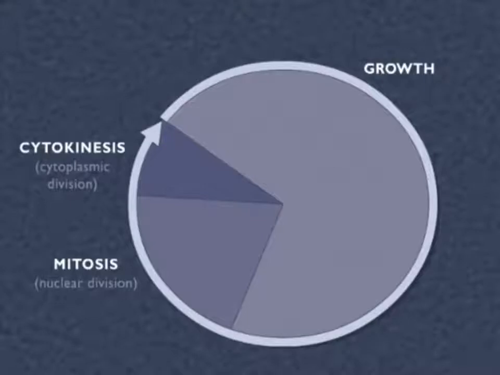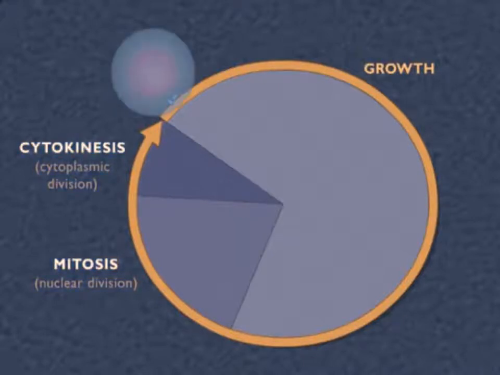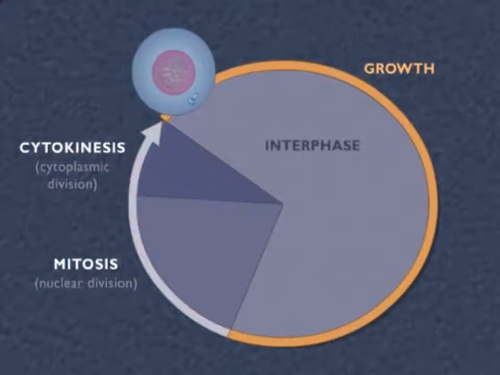Most eukaryotic cells follow a process of growth and division called the cell cycle. These events include a growth stage, mitosis or nuclear division, and cytokinesis or division of the cytoplasm. Throughout interphase, the cell is engaged in growth and metabolic activities. Interphase can be further broken down into 3 discrete phases called G1, S, and G2.